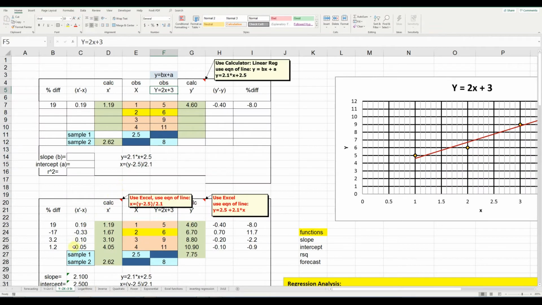So here on the tab marked y equals 2x plus 3 in the top left corner, I filled in the first data set for you, but I'd like you to go ahead and fill in the values of slope, intercept, R squared that you get from the calculator, and forecast all your x prime values and calculate the differences and percentage differences. Same for the y prime values. Now I've got a short video clip to show you how to do that.